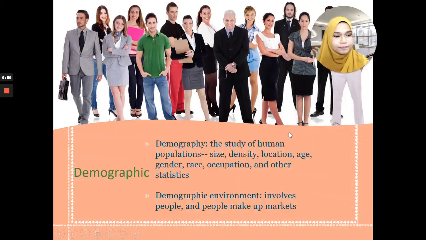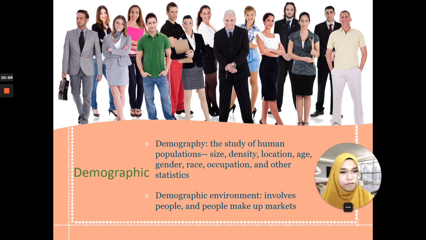All right. Now, moving on to the demographics. The term demography is what they call the study of human populations, which includes the size of the population, the density of the population, location, their age, gender, race, occupation, and also other statistics. Basically, this statistic includes all the biography of people. And this demographic environment will involve people, whereby people make up the markets.